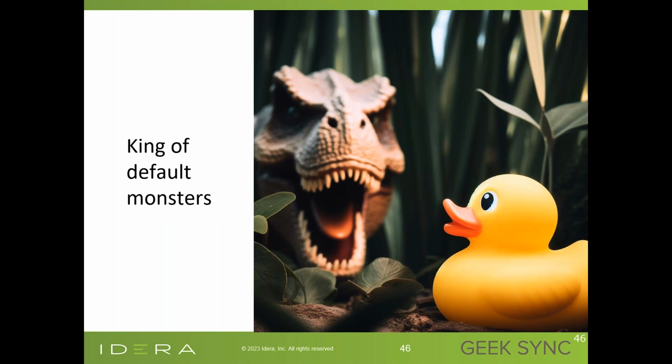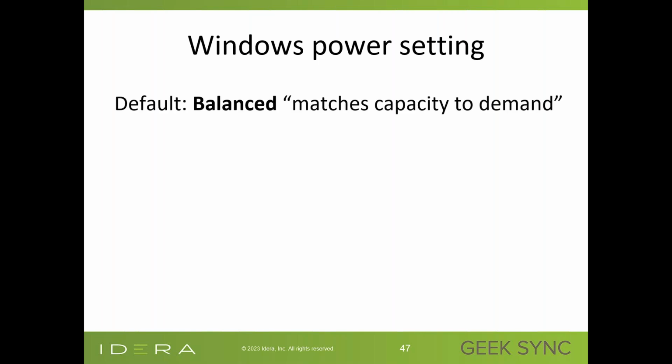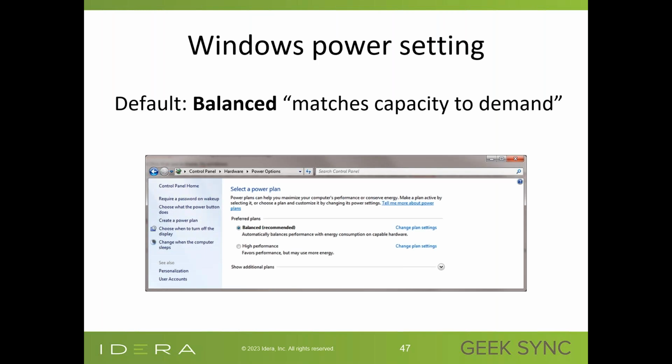All right, finally, the king of all default monsters is the Windows power setting. It's not even in SQL Server, but this can affect performance dramatically. By default, Windows treats all computers as if they're laptops and they need to have balanced power and power down. What this means is balanced power will match capacity to demand. If your demand goes down, let's say at the end of the evening, then Windows will throttle your processors to conserve energy, which is probably not something you want to do on a server. You probably want that full capacity at all times.